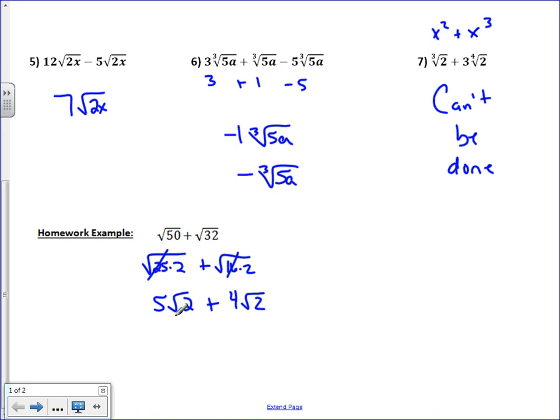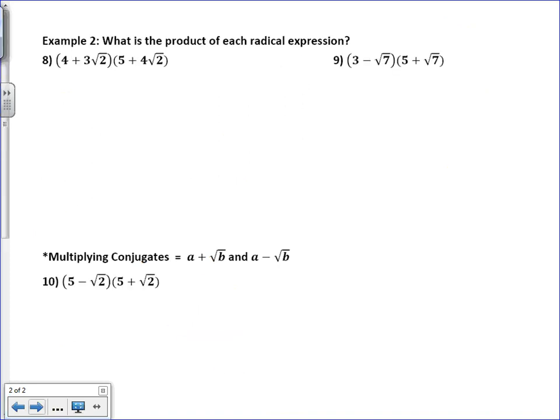And now you have like radicals. 5 square roots of 2 plus 4 square roots of 2 makes 9 square roots of 2. So that's what the homework will look more like. Page 2, I believe this is the back of your notes. I can't really remember. But page 2, number 8, example 2, we switched to binomial expressions.